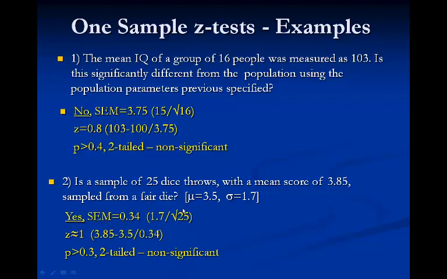The standard error of the mean is 1.7 divided by the square root of 25 throws. If we put that into the Z calculation, the difference between our sample mean and the population mean is 0.35, which is divided by the standard error of the mean, 0.34, and we end up with a Z of approximately 1, which is not significant two-tailed. The p is in excess of 0.3.